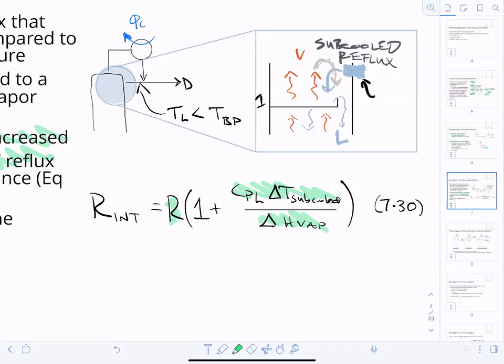So again, I'm not worried about you having deep knowledge of the derivation of this. Just know that when the reflux is subcooled, the reflux ratio is effectively increased due to this effect. And then that will change the slope of your operating line and the subsequent analysis.